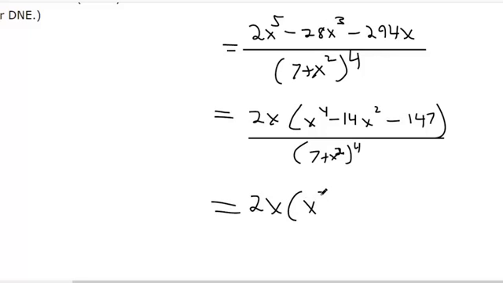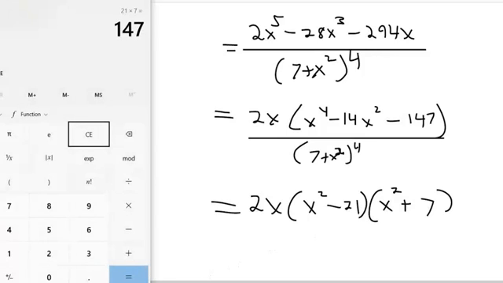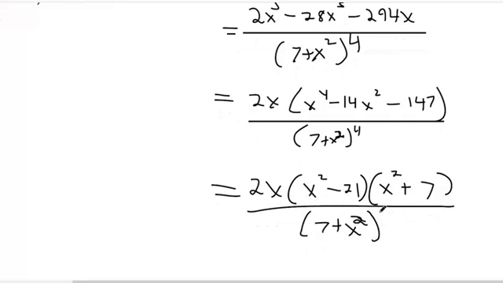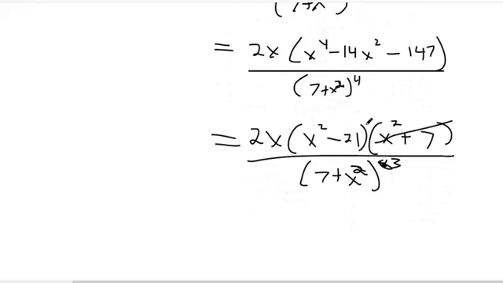It's going to be x squared in each of the parentheses. That way x squared times x squared makes x to the fourth. And then what we want is minus 21 plus 7, because I think negative 21 times 7, yeah, that makes negative 147. And negative 21 plus 7 makes negative 14. Okay, so what we have is that there's 4 factors of 7 plus x squared in the denominator. There's 1 in the numerator, so we can cancel 1 in the numerator and 1 in the denominator. So this is the second derivative.